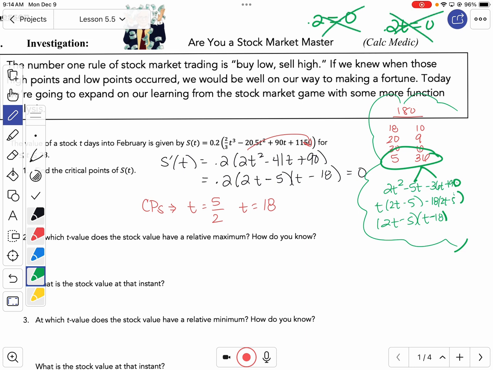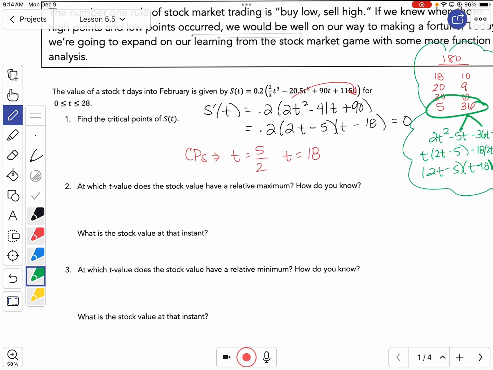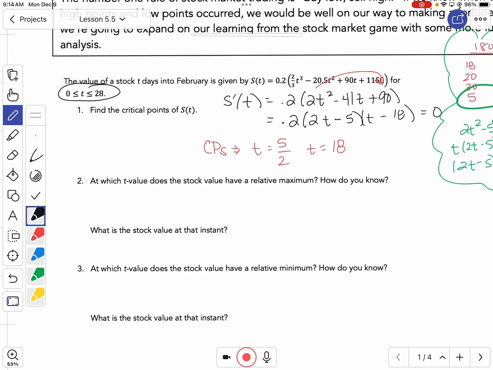All right, so then it asks where does it have the relative maximum? In order to do that one, we have to remember this stock is on a closed interval. It's from 0 to 28.